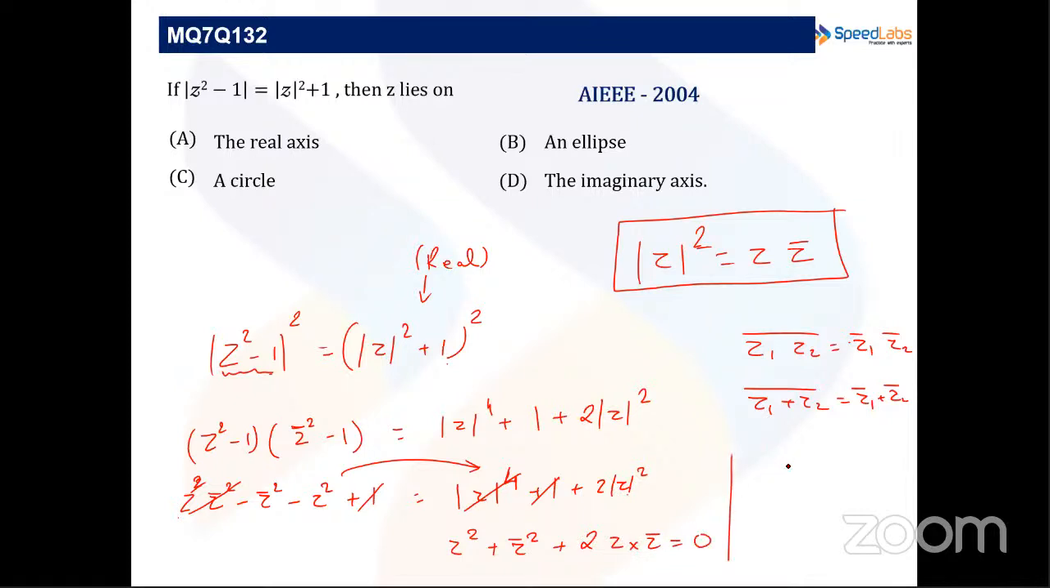So from this we are getting z plus z conjugate whole square equals to 0. So z plus z conjugate equals to 0. This implies that the real part will be 0 because z will be x plus iy. So we are getting x plus iy plus x minus iy equals to 0. This implies x equals to 0. So x is our real part. So if the real part is 0, then z will lie on the imaginary axis.